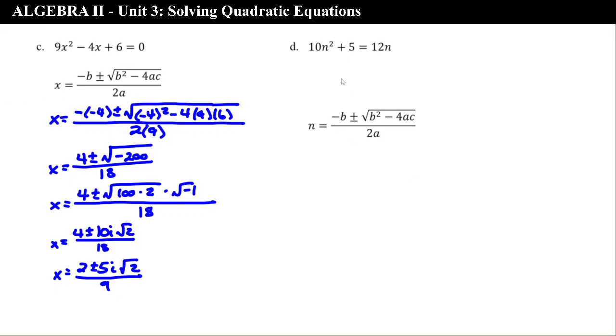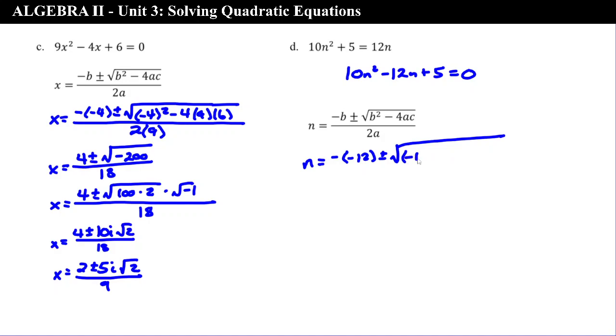All right. For example D, you'll notice that we don't have something equal to 0, so we're going to have to get that step in first. So we have 10n squared minus 12n plus 5 equals 0. We had to subtract 12n from each side, so we got it into standard form. Now that we have it in standard form, we can do the quadratic formula as we did before. So the opposite of b, plus or minus the square root of b squared minus 4ac, all over 2a.